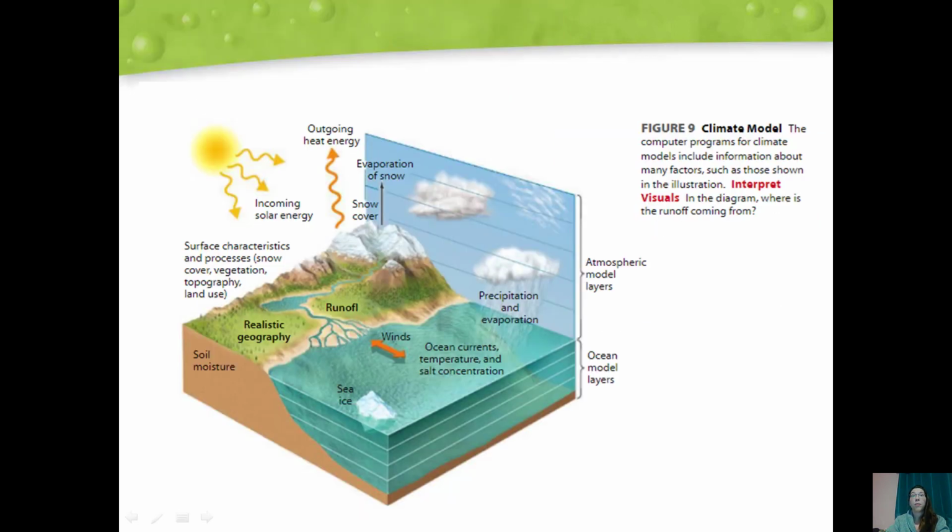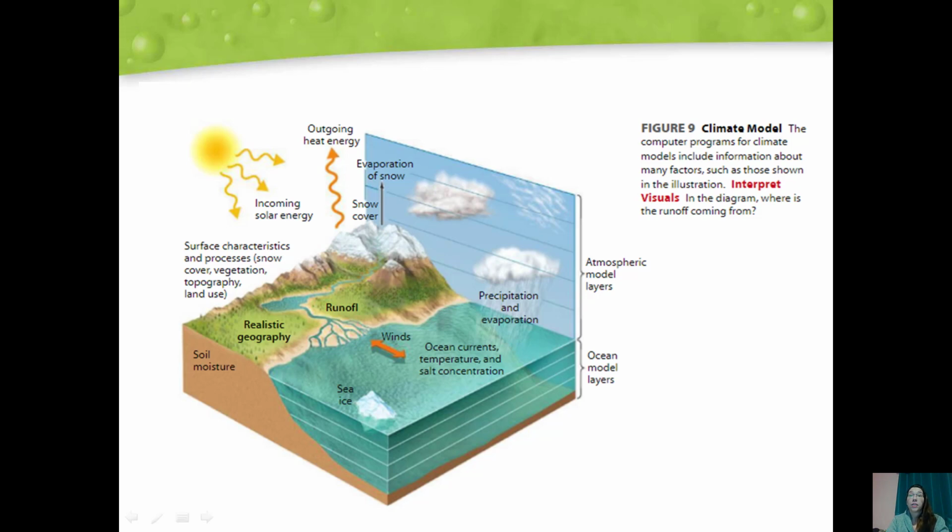Now we're going to talk about modeling, which is making predictions about the future. Environmental scientists try to understand how climate functions. They then use this understanding to predict future climate change. To do both these tasks, scientists represent climate processes with computer programs known as climate models.